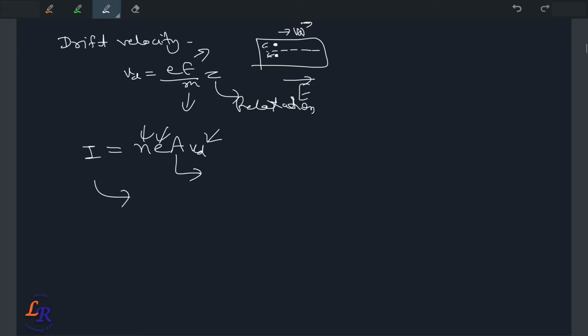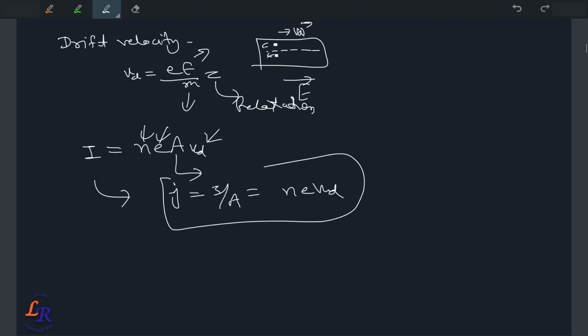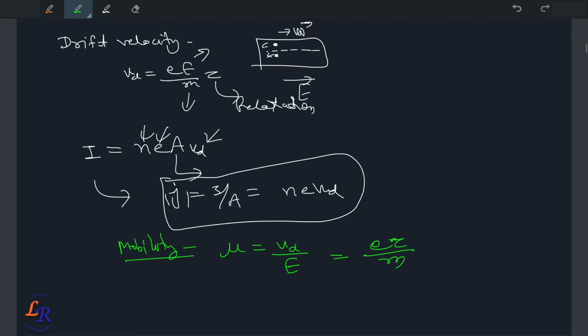So from here you can also find that the current density is given by I by A, and it would be n e v_d. We had also seen a term called mobility. What is mobility? It is defined as the drift velocity per unit electric field for a given charge. So mu is the drift velocity of the charge per unit electric field, which can be written as e tau by m. If you follow this equation, you can get it from the earlier one.